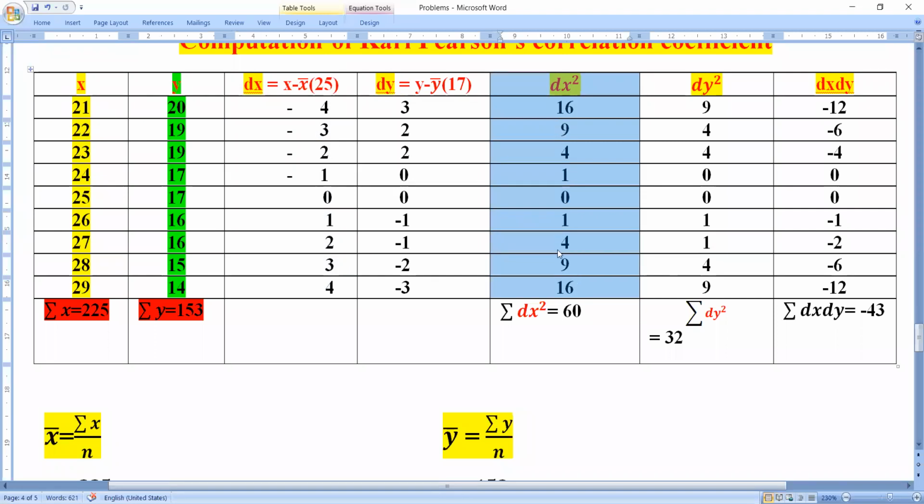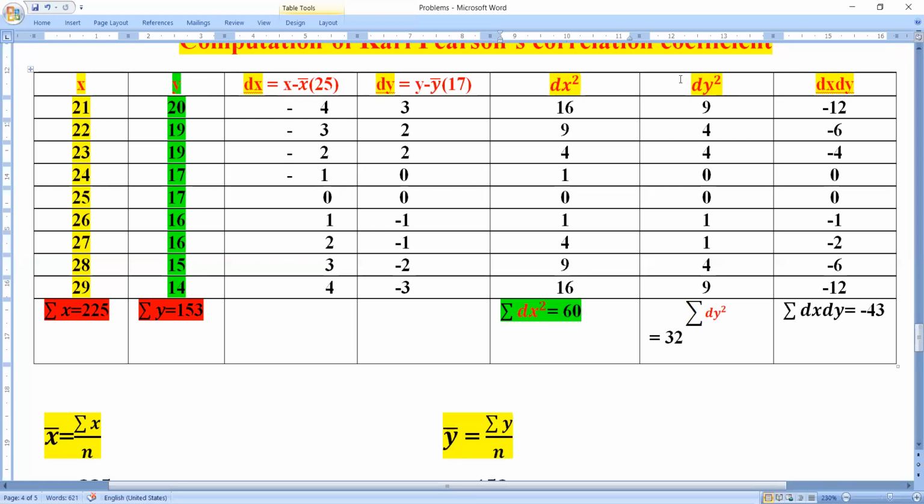When we add these values, 16, 9, 4, 1, 0, 1, 4, 9, 16, how much do we get? We get 60. This is called sigma dx square. So 60 is the sum of the dx square column.